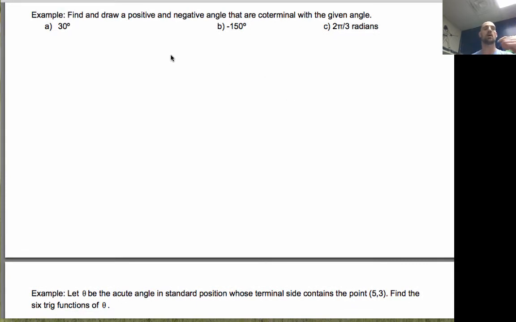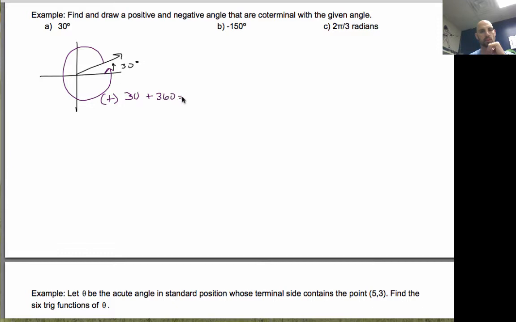And so when we start to talk about coterminal angles, an example of a question that they would give us is: find and draw a positive and negative angle that are coterminal with the given angle. So for me, I like to visualize. Let's imagine we have a 30-degree angle here. It's maybe somewhat easier to visualize going this way. So my positive angle would be 30 plus 360, which would be 390, right? My negative angle would be 30 minus 360, or negative 330.